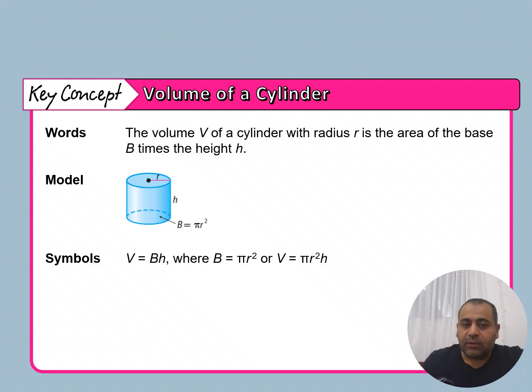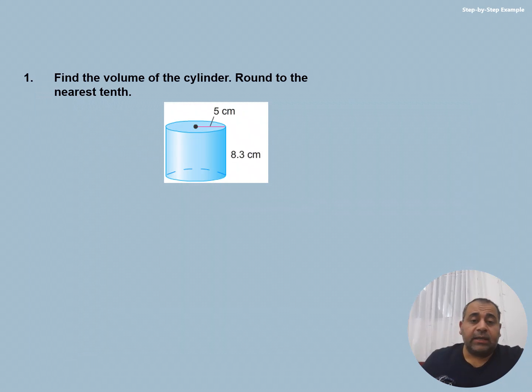So when I say the volume, in general, any volume is the area of the base multiplied by the height, meaning capital B times h. When the base is a circle, the area is pi r squared, so the volume is pi r squared h. This is the formula for the volume of a cylinder. Now we can calculate any volume of a cylinder.